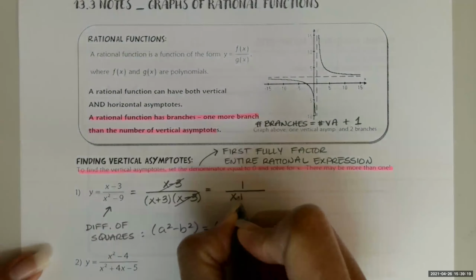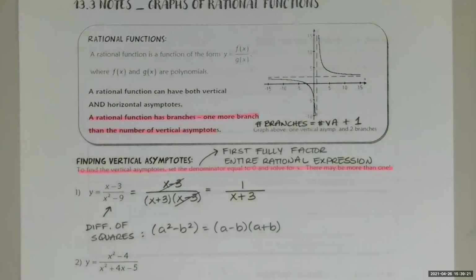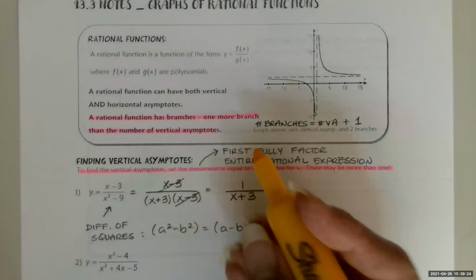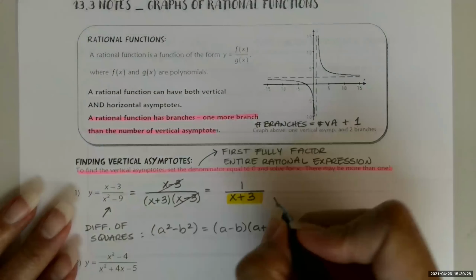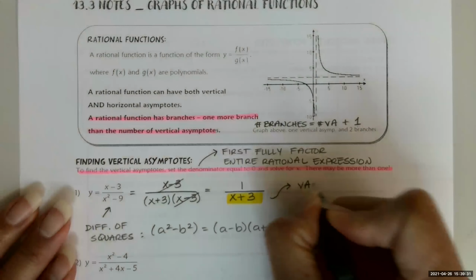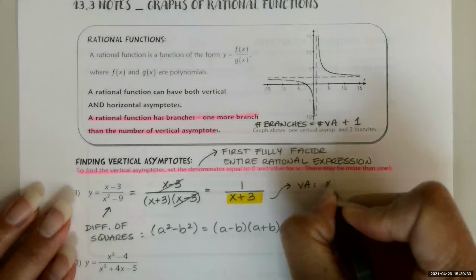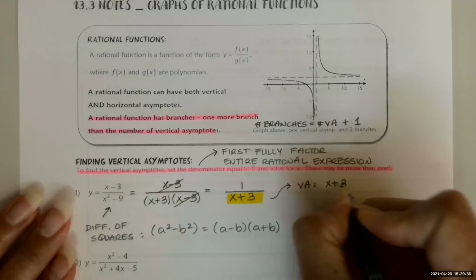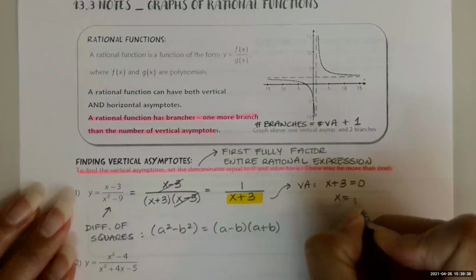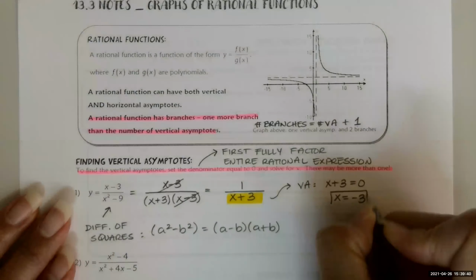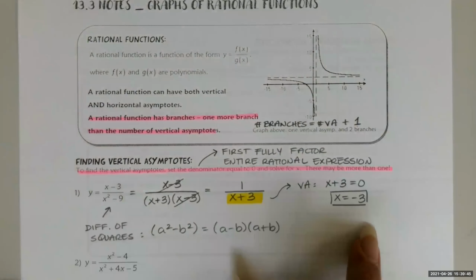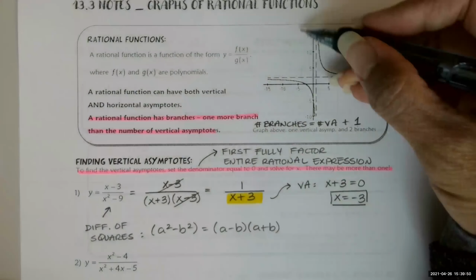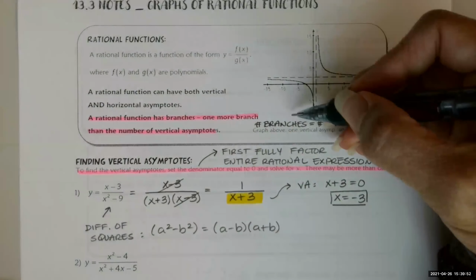Now remember, in our definition, we said that we needed to set the denominator equal to 0. So let's go do that. To find our vertical asymptote, we take x plus 3, set it equal to 0, subtract 3 on both sides, x equals -3. So for this particular rational, our vertical asymptote is going to cross at x equals -3. If this was our graph, we would draw a vertical line going through -3. Okay, let's go to the next problem.